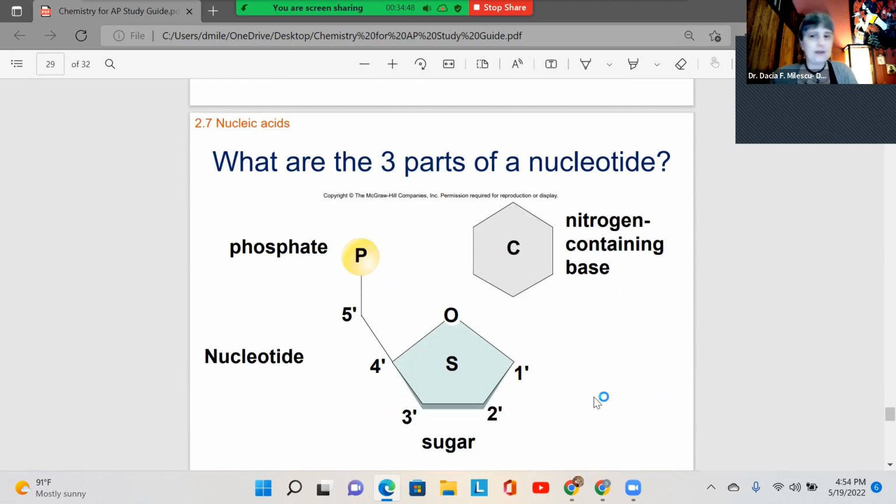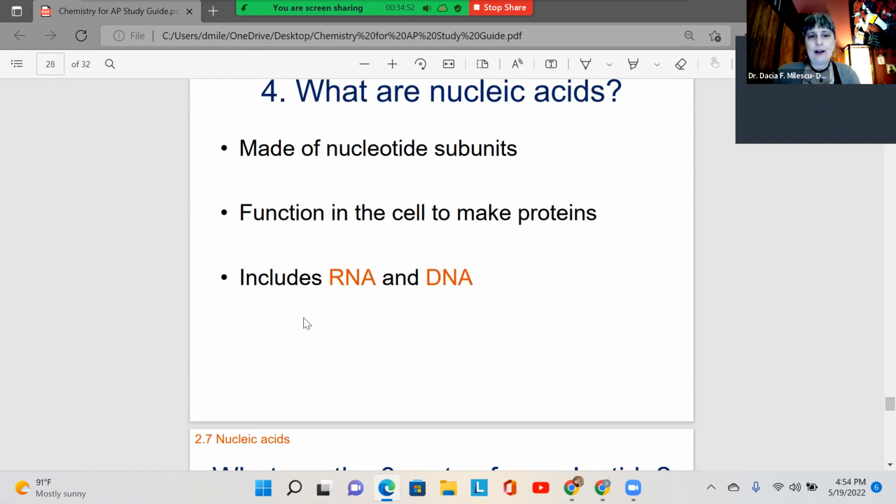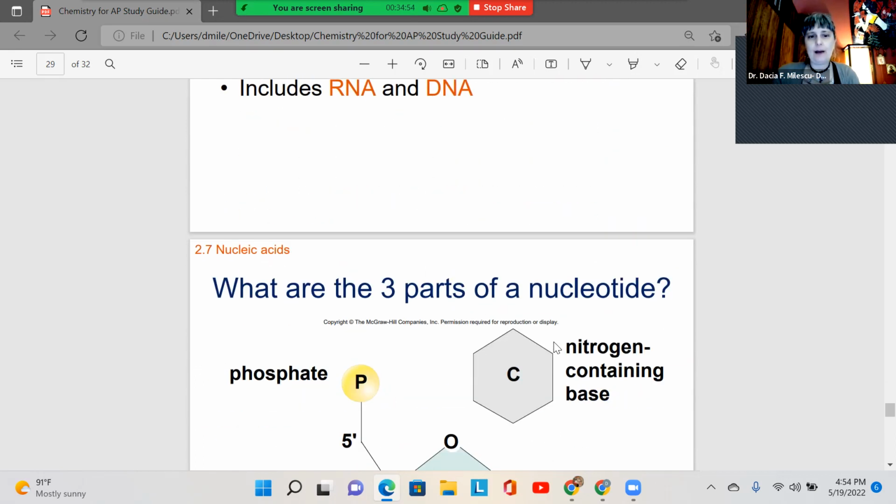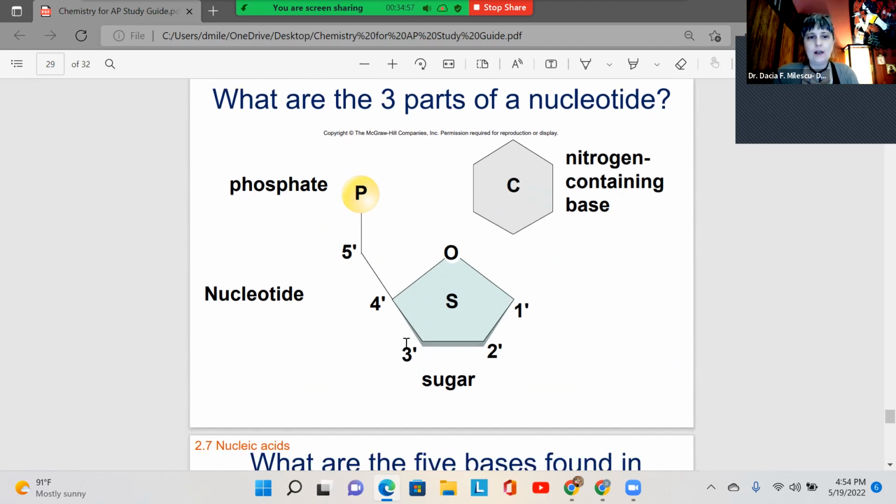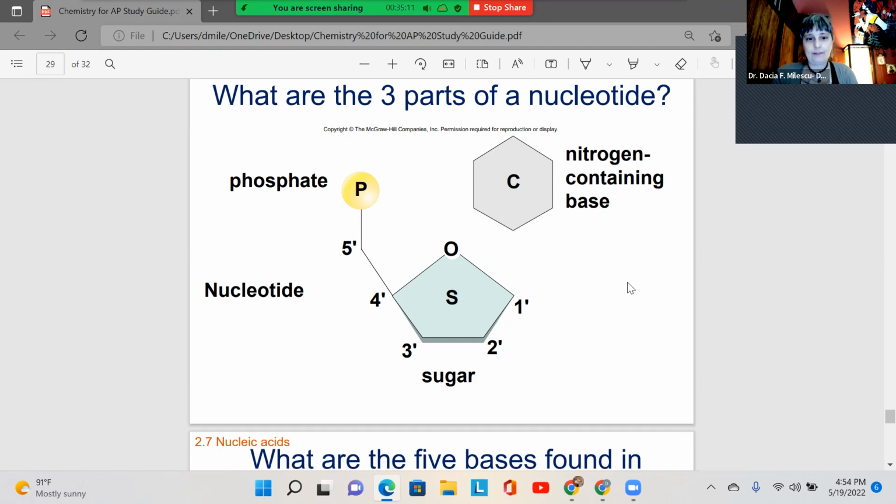But for the purposes of this lesson today, make sure you understand that RNA and DNA are made up of these nucleotides. So what is a nucleotide? A nitrogen-containing base, a phosphate, and a sugar. I repeat, what's a nucleotide made up of? A sugar, a nitrogen-containing base, and a phosphate.